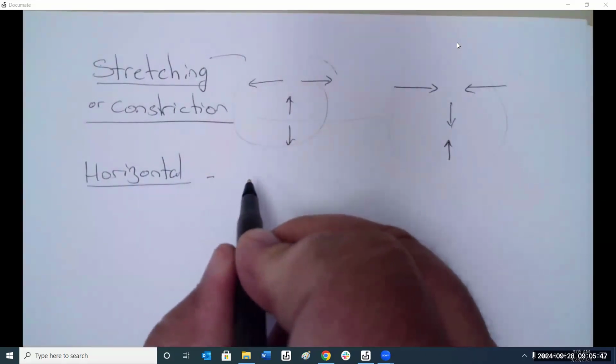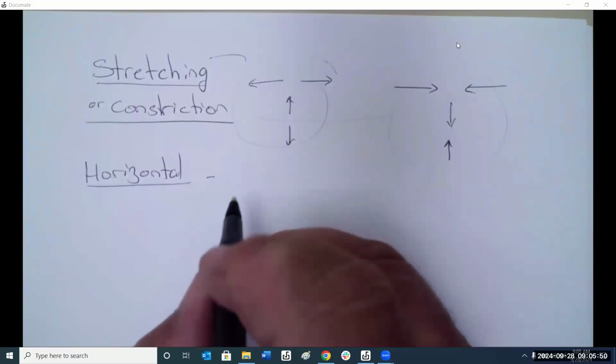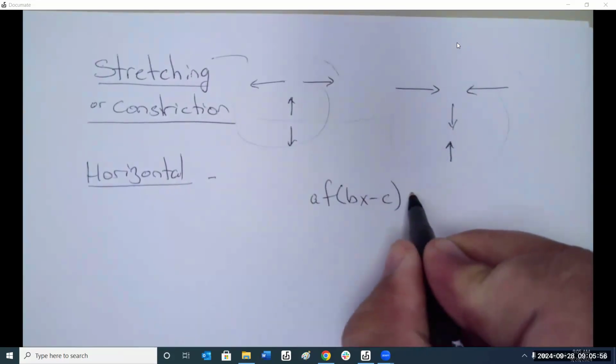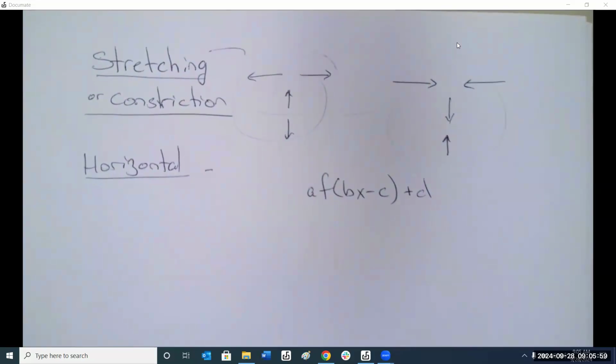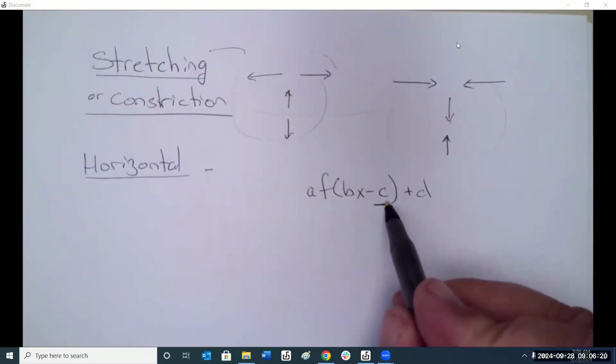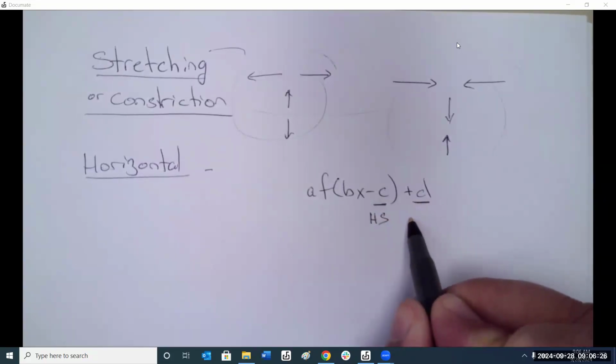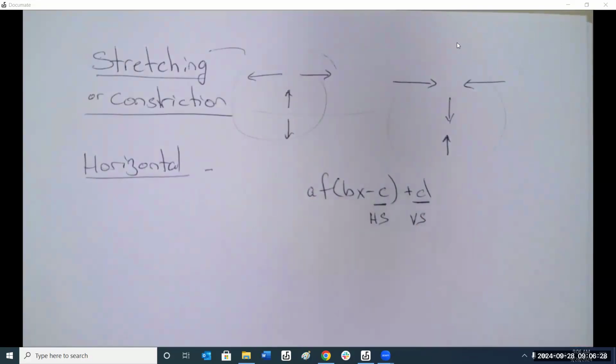This one is dependent on, has to happen inside the function. So which variable would be our horizontal shift? Our horizontal stretch or constriction? What did C do for us? What does the C value do for us? Horizontal shift. What does D do for us? So we have A and B now.